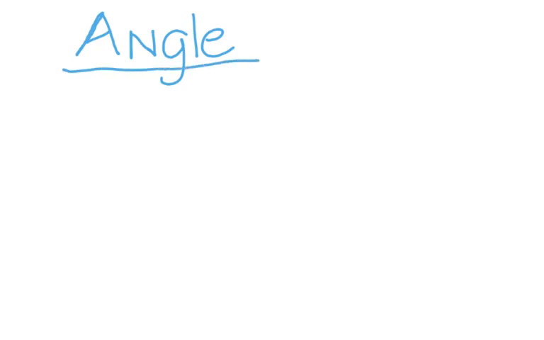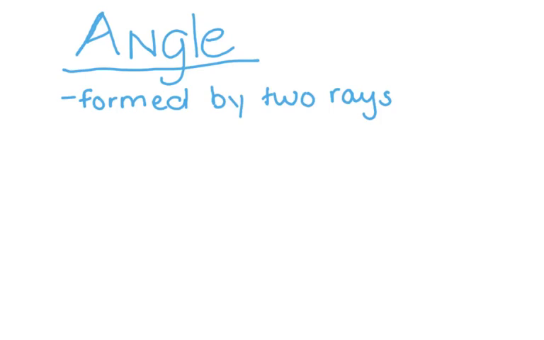Well, an angle can be defined as a figure that is formed by two rays. Now, if you remember last week, we talked about what a ray was. A ray is just a line that has one endpoint and it continues in one direction forever. Okay, that's what a ray looks like, just in case you've forgotten.